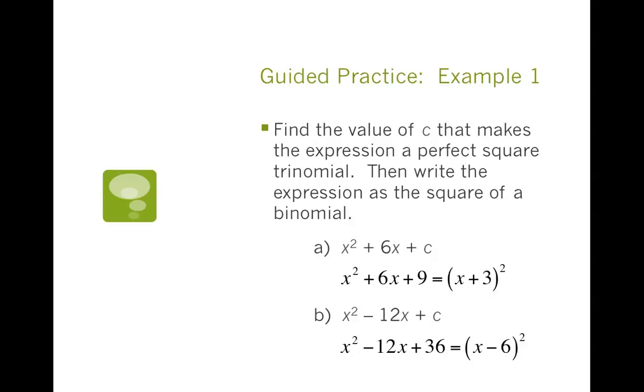Similarly in part B, if we take the half of negative 12, we get negative 6. When we square that, it's still a positive 36. So x squared minus 12x plus 36 is our perfect square trinomial. But when we write that as the square of a binomial, we need to make sure that we're saying it's x minus 6 quantity squared, because the half of b was a negative 6.